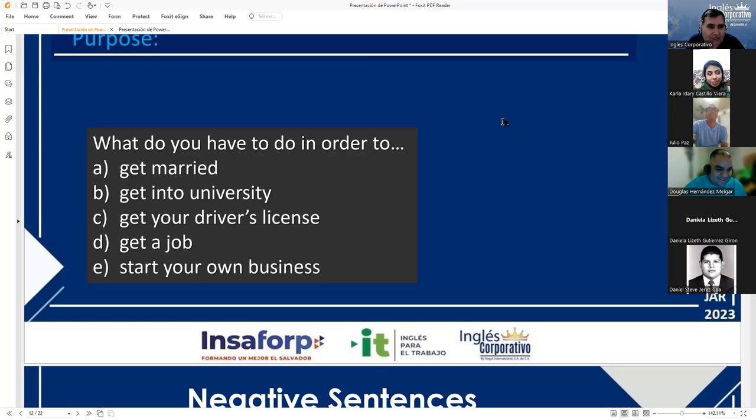Now, yes, let's get into the university. What do you need to get into the university? What do you have to do? High school. You have to finish high school. Yes, you have to finish high school. What else?